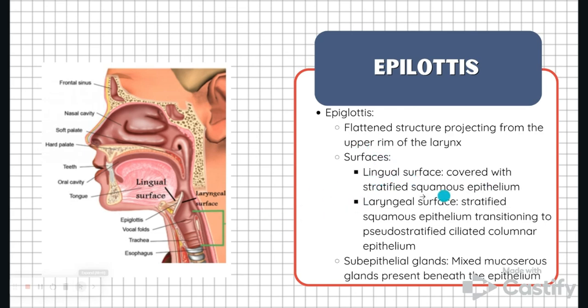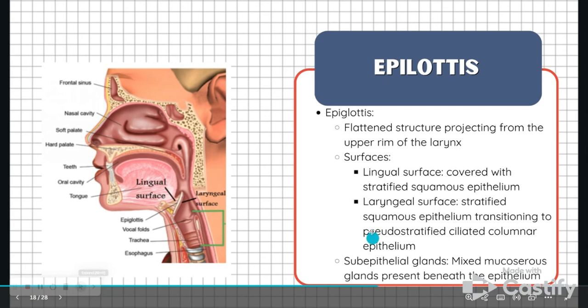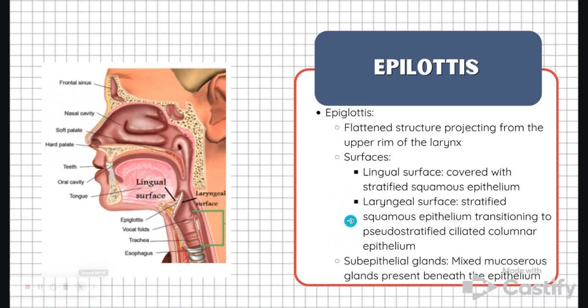lingual surface covered with stratified squamous epithelium. The laryngeal surface is stratified squamous epithelium transitioning to pseudostratified ciliated columnar epithelium. I want you to really focus on this part, and I'm going to repeat it one more time. The lingual surface is going to be towards the tongue, the upper part. The laryngeal surface is going to be towards the larynx.